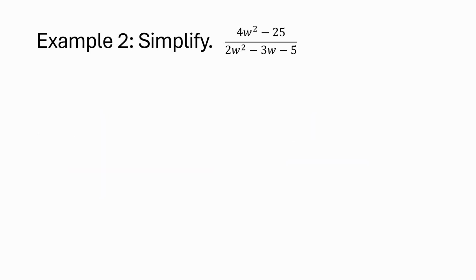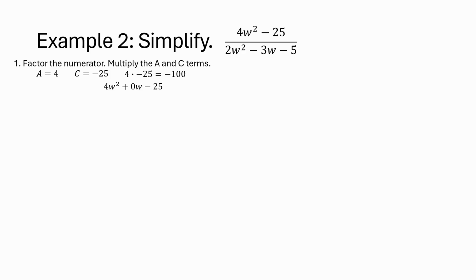Example 2, simplify: 4w squared minus 25 all over 2w squared minus 3w minus 5. I'm going to factor the numerator. I'm going to multiply the a and the c terms. The a is 4 and the c is negative 25. So 4 times negative 25 gives me negative 100. The numerator is 4w squared minus 25, so that means the middle term is 0.